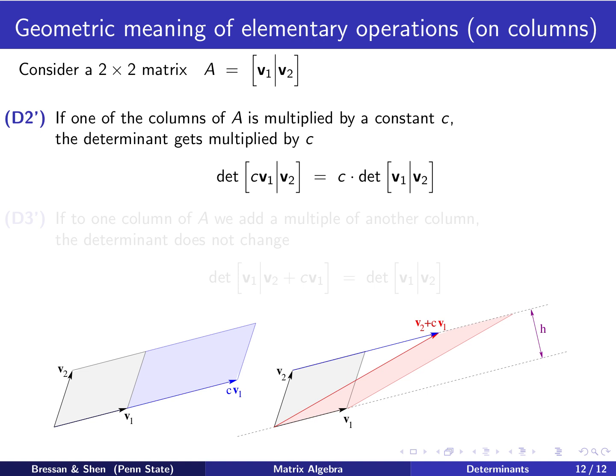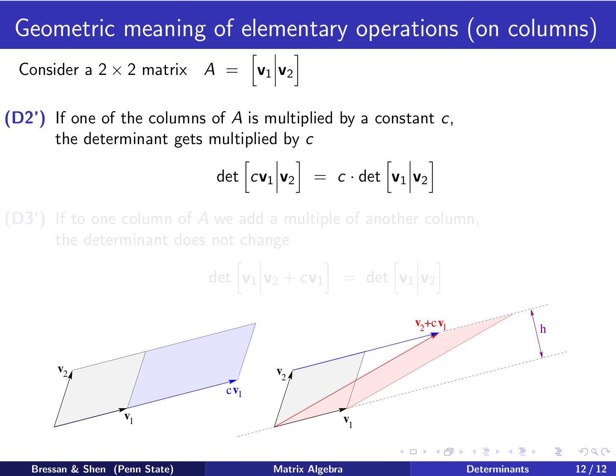Okay, so now let's turn our attention to something else. That is, all these elementary operations we performed on the row vectors of A, now we're performing them on column vectors, and we want to interpret them geometrically. So consider now a matrix A with V1, V2 as its two columns, a 2 by 2 matrix. Let's look at some properties.